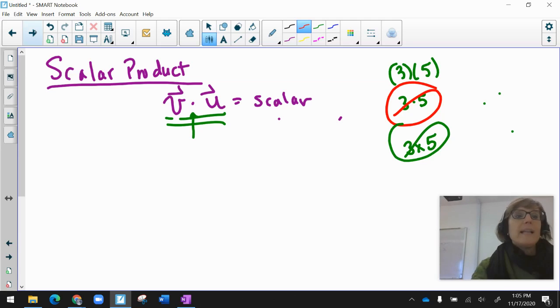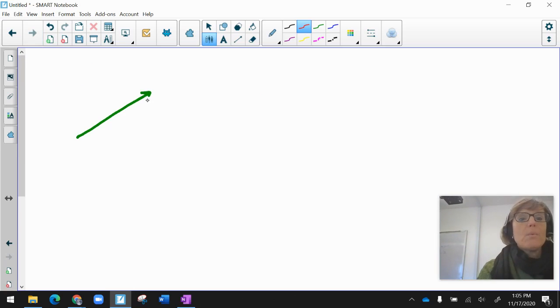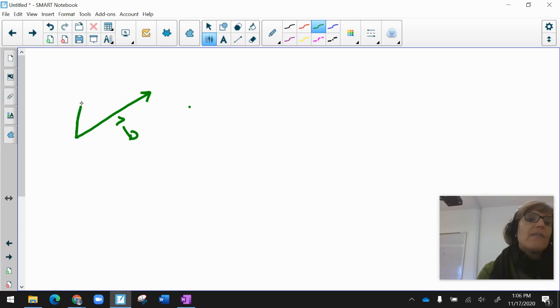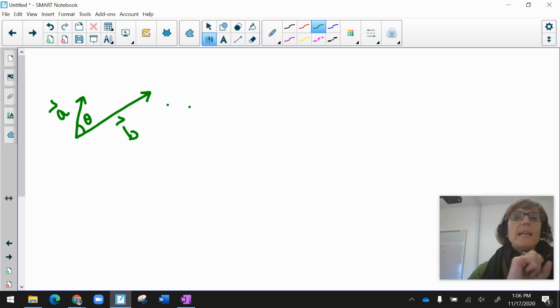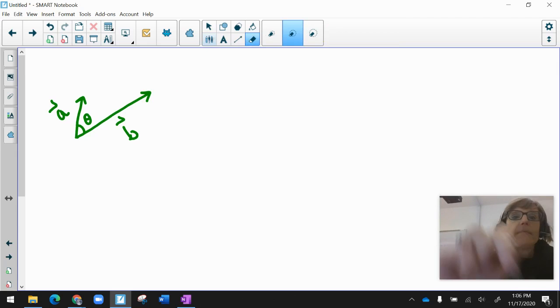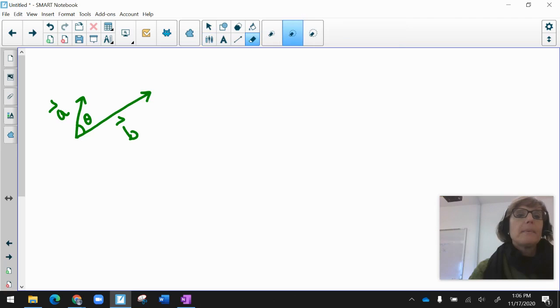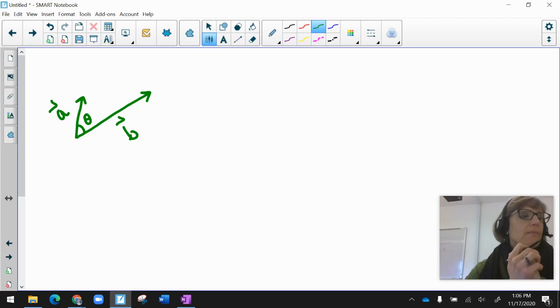Okay, so let's talk about how this works. I'm going to have one vector here that's actually going to be my vector B. Let me write that a little bit better. And I have another vector over here that's going to be vector A. And those vectors are going to be separated by an angle theta.